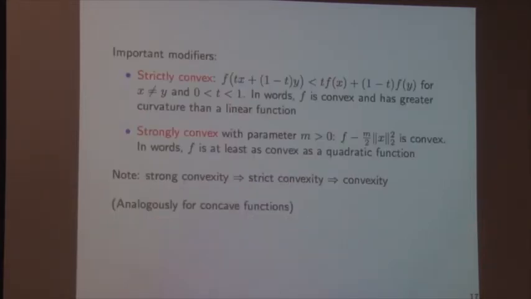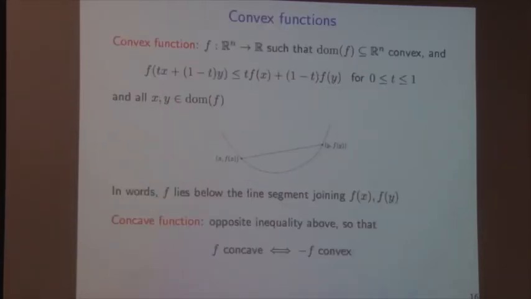Some important modifiers are strict and strong convexity. And these come up a lot, especially when we talk about convergence properties of algorithms. And your first homework is going to have you prove some equivalences for strongly convex functions, some more characterizations for them. What do they mean? Strict convexity means that we get a strict inequality. f(tx + (1-t)y) is strictly less than tf(x) + (1-t)f(y), as long as t is between 0 and 1 and x and y aren't equal. So it's just this picture. The line segment joining x and y is strictly above the function inside that interval.